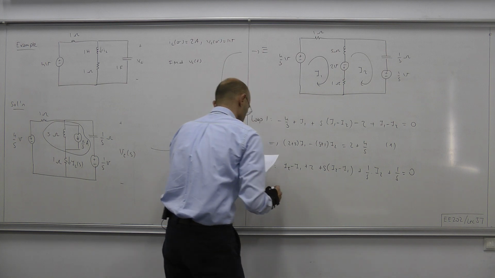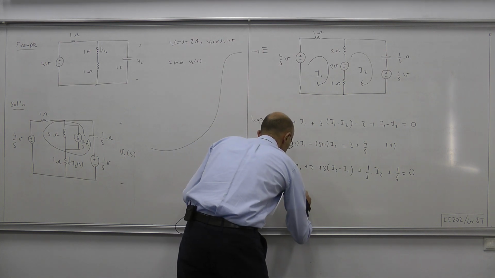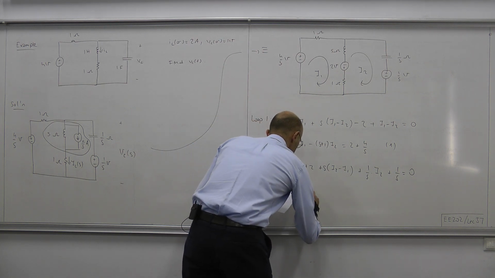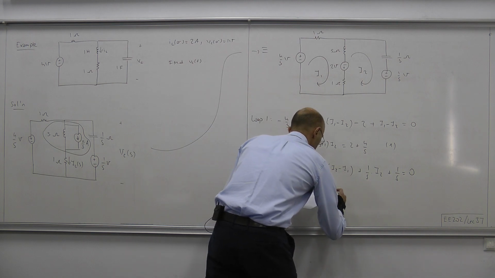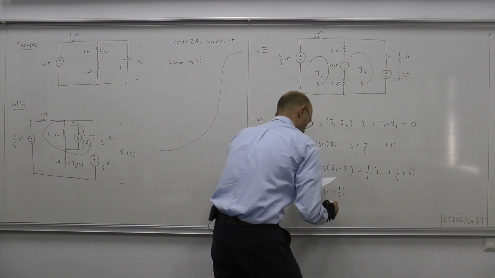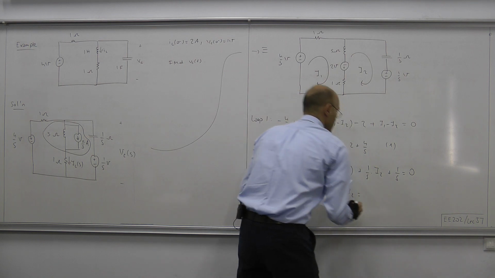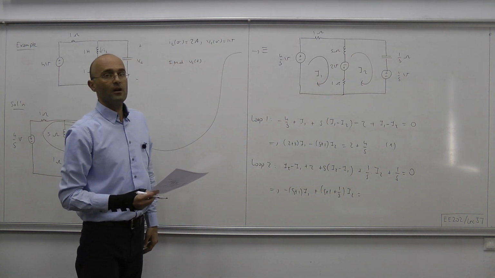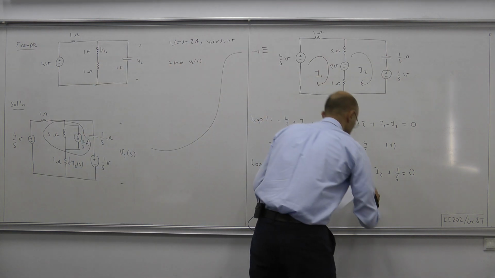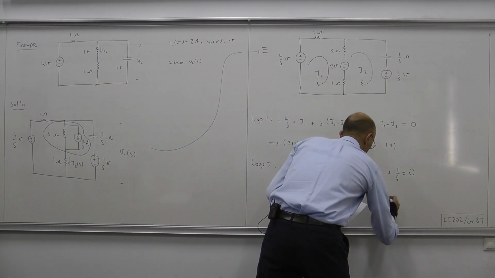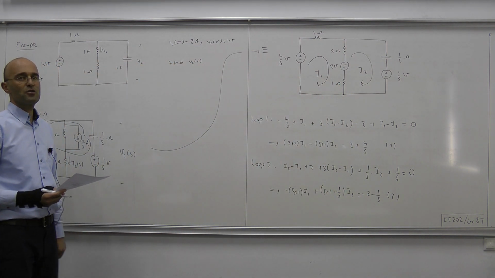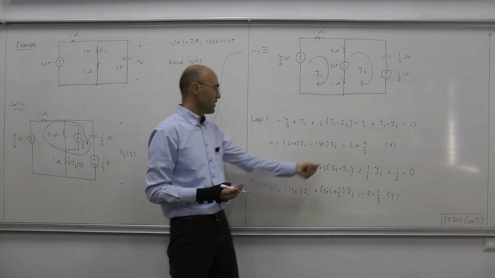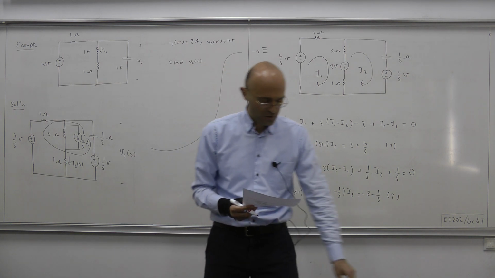Reorganizing that equation produces minus (S plus 1) I1 plus (S plus 1 plus 1 over S) I2, and the right-hand side is minus 2 minus 1 over S. So that's our equation 2. Two equations, two unknowns, and we can figure out I2 of S easily. So let's do that.